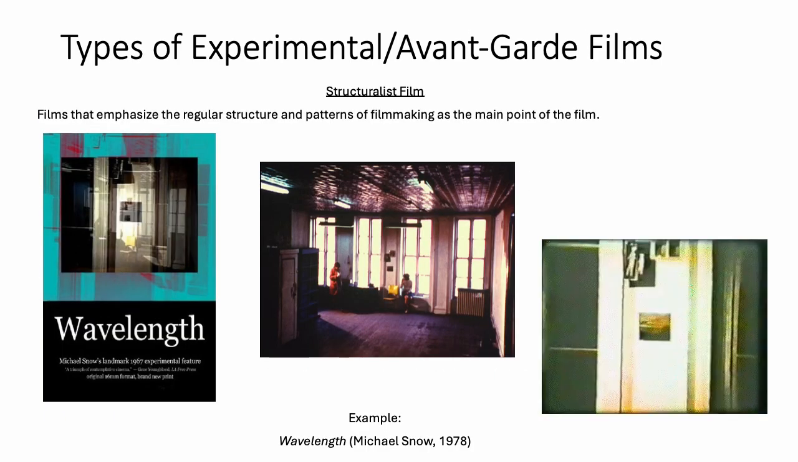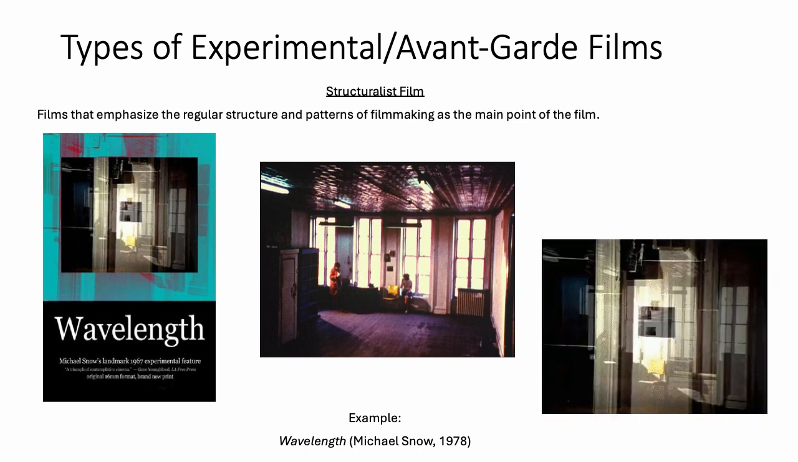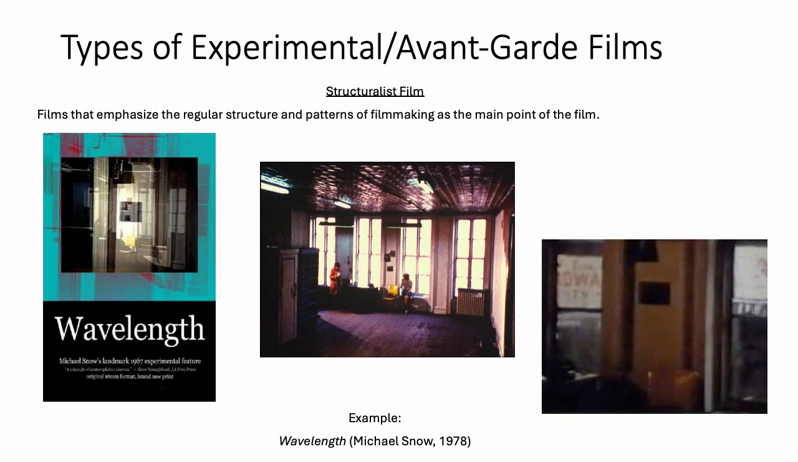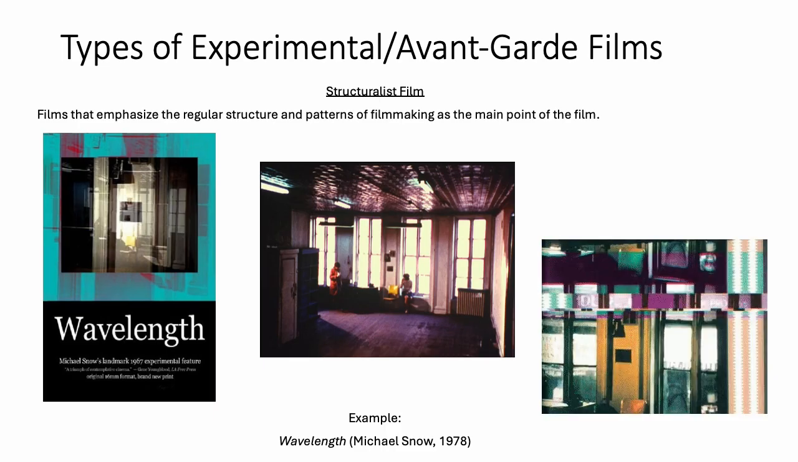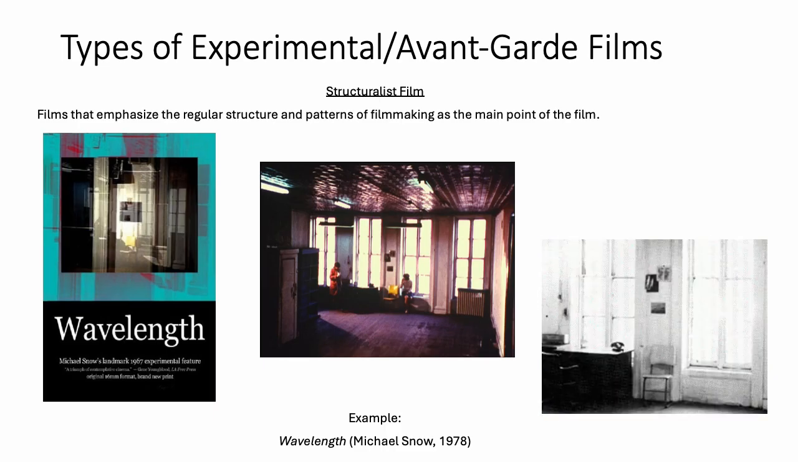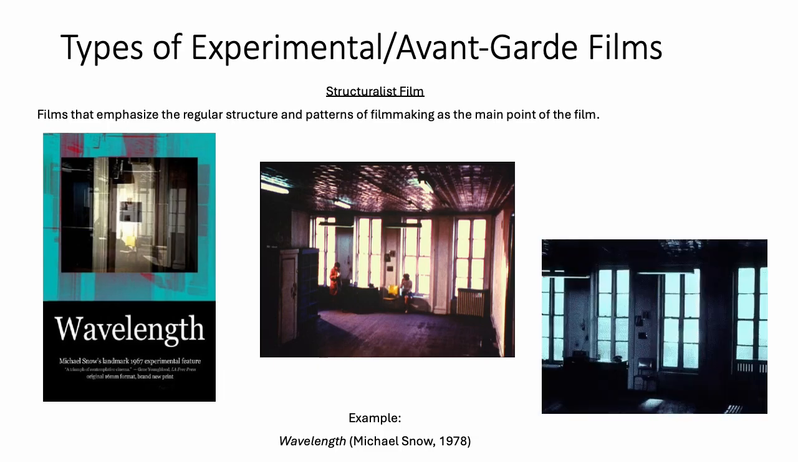Structuralist films are films that emphasize the regular structure and patterns of filmmaking as the main point of the film. An example of this is Michael Snow's 1978 Wavelength, where the entire film is shot from a static camera position that slowly zooms in on a picture on the wall in the apartment.